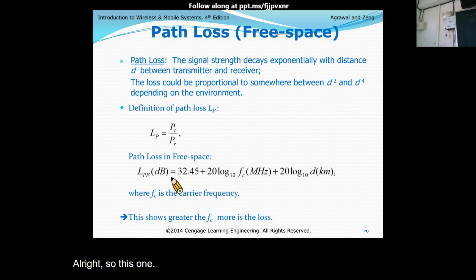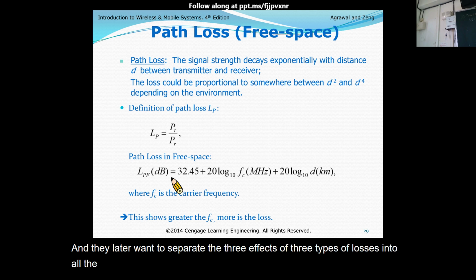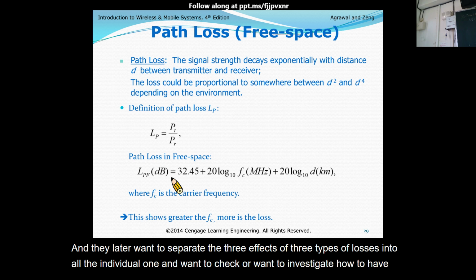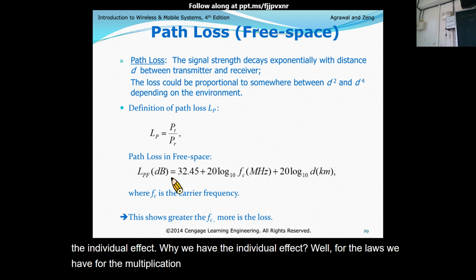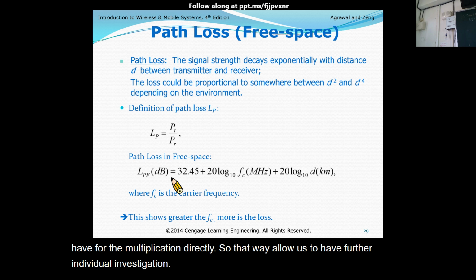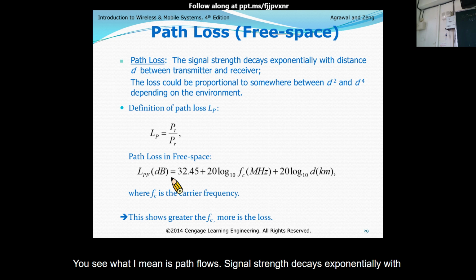And later we want to separate the 3 effects or 3 types of losses into the individual ones, and investigate the individual effect. Why do we have the individual effect? Well, for the loss, we have the multiplication directly. So that allows us to have the individual investigation. That's why we start from path loss first. You see what that means? Path loss. Signal strength decays exponentially with the distance d between the transmitter and the receiver.